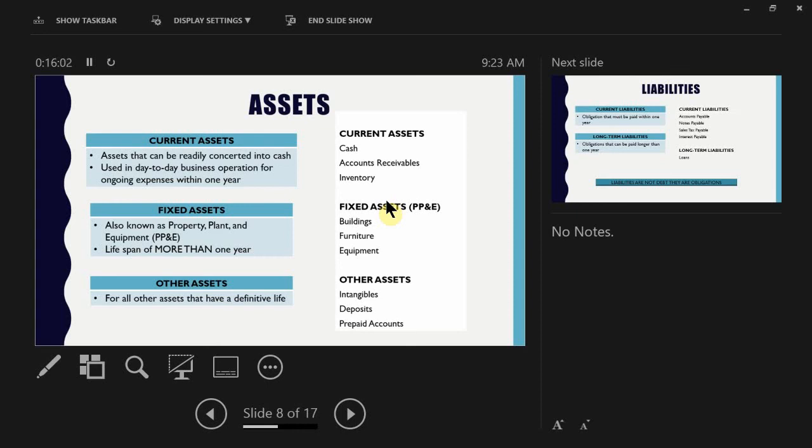Other things that you will see are deposits, like rent deposits, right? A rent deposit would not fit in any of the categories as far as current assets or a fixed asset. It serves as a point for you to hold on to. It's just like stashed away money, essentially. So deposits or any prepaid accounts.